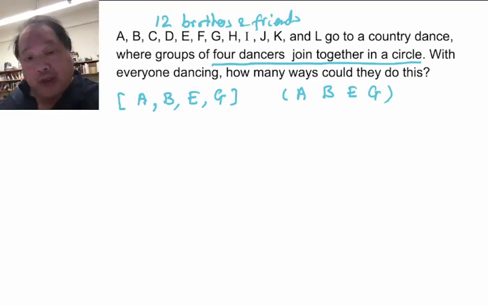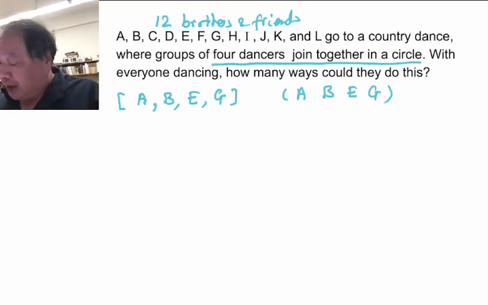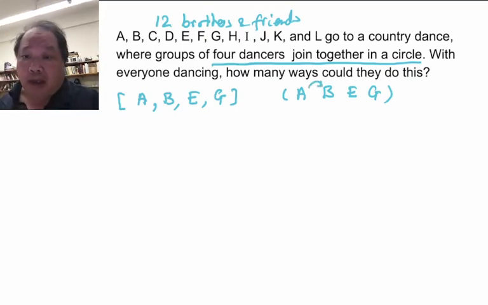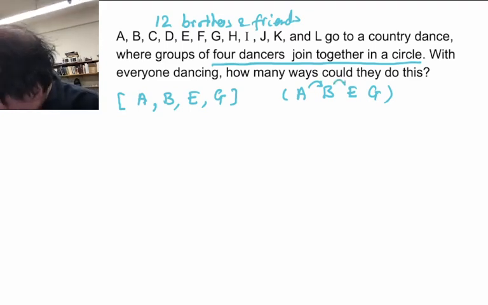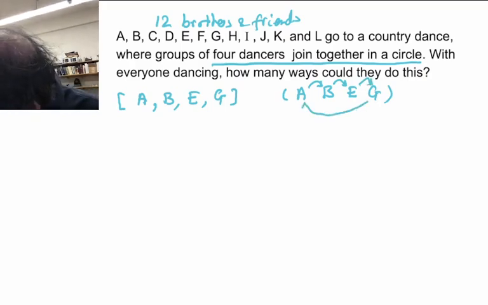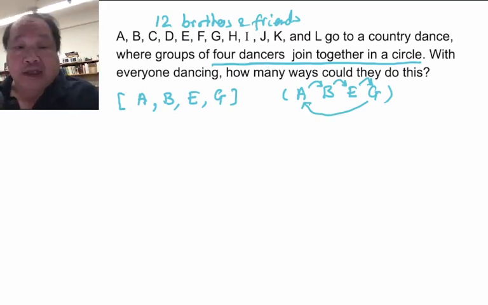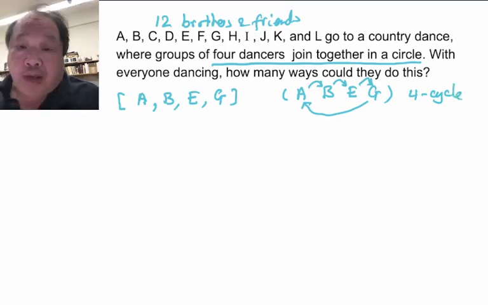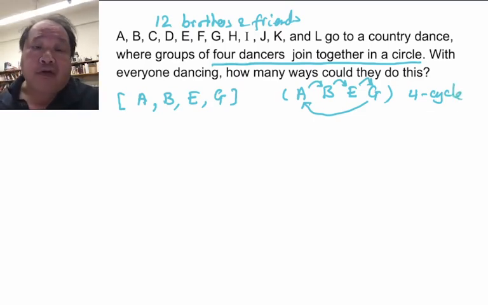So it's more like the curly brackets. And why is that? Because A is holding B's hand. And then B is holding E's hand. And then E is holding G's hand, and the crux is G is holding A's hand. And that cycle is exactly the situation we described in the hat problem. This is a case where we have 4 cycles.